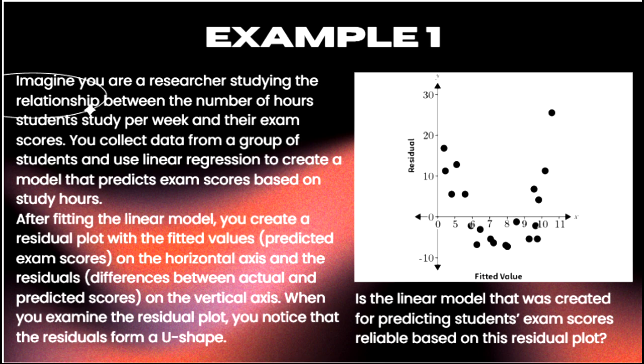So here's example 1. Imagine you're a researcher studying the relationship between the number of hours students study per week and their exam scores. You collect data from a group of students and use linear regression to create a model that predicts exam scores based on study hours. After fitting the linear model, you create a residual plot with the fitted values, predicted exam scores, on the horizontal axis, and the residuals, differences between actual and predicted scores, on the vertical axis. When you examine the residual plot, you notice that the residuals form a U shape. You can see that right there, okay?